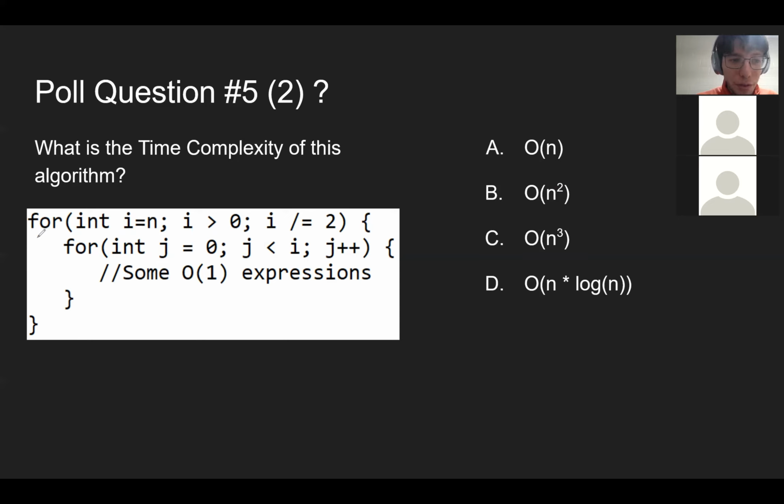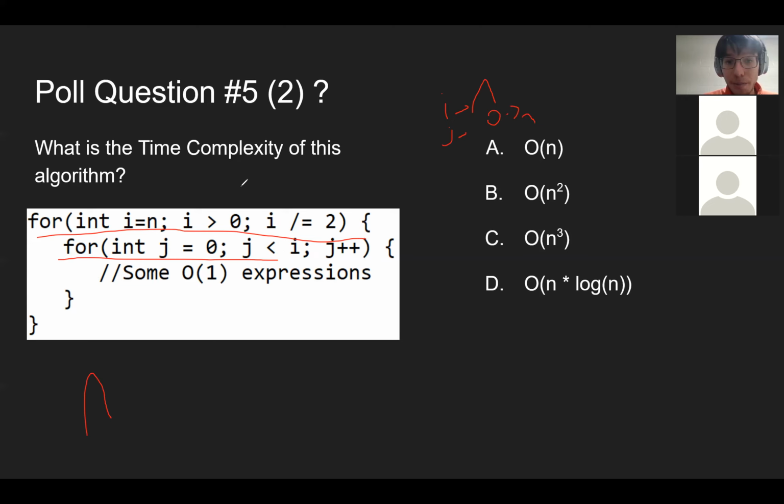So this outer loop runs, not n times, it runs log n times, like you mentioned. The first time, let's note what i is. The first time i is n, and j starts at 0 and goes from 0 up to n. That means this inner loop runs n times. So you have n.